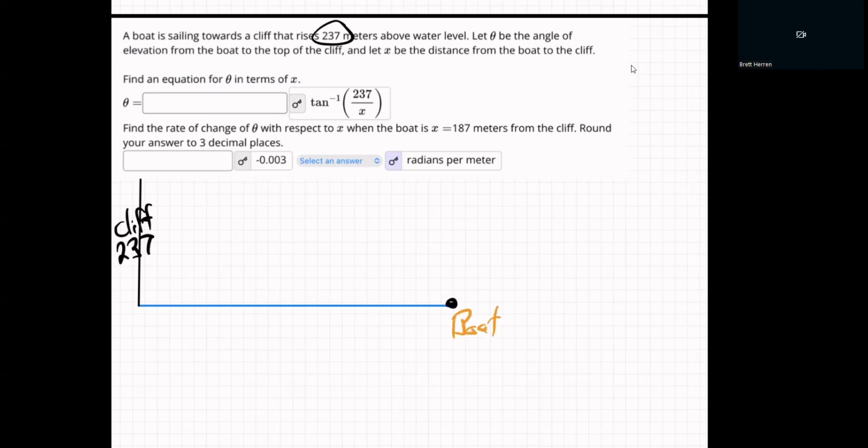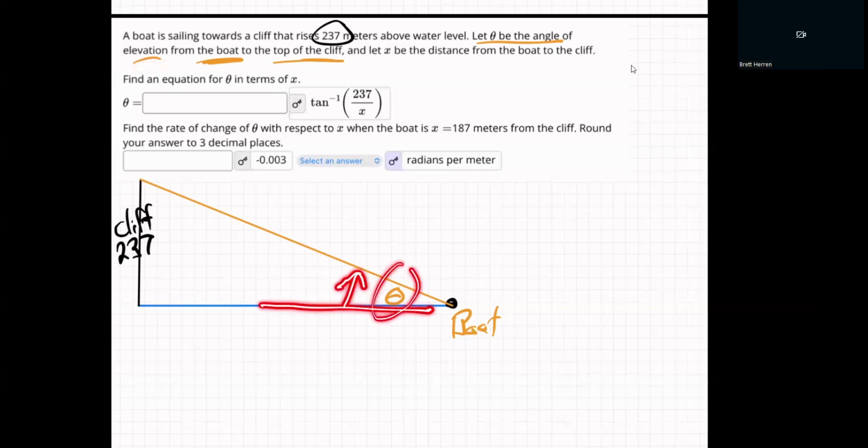It's talking about the angle of elevation from the boat to the top of the cliff. So that means it's that line right there. There's theta. Is that making sense? An angle of elevation means from flat up. From flat up. So there's theta. It's from the boat to the top of the cliff. Okay, so there's our setup.